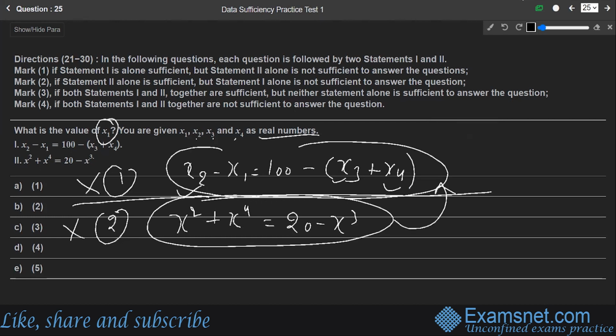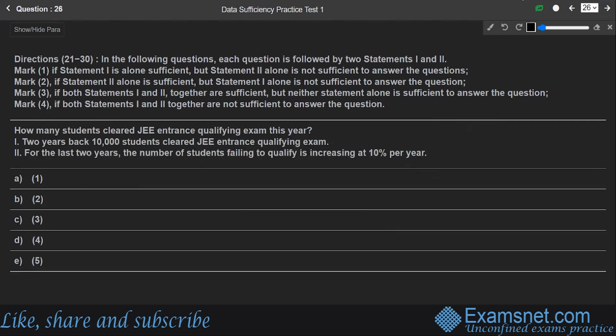Even if we combine them together, the first statement is talking about x1, x2, x3, x4. The second statement is talking about just x. So clearly there are 5 unknown variables now, so we cannot answer what is the value of x1. By combining together also, the answer is not coming. So we have to mark option 4, which says both together also are not sufficient. Now, let us see the next one.